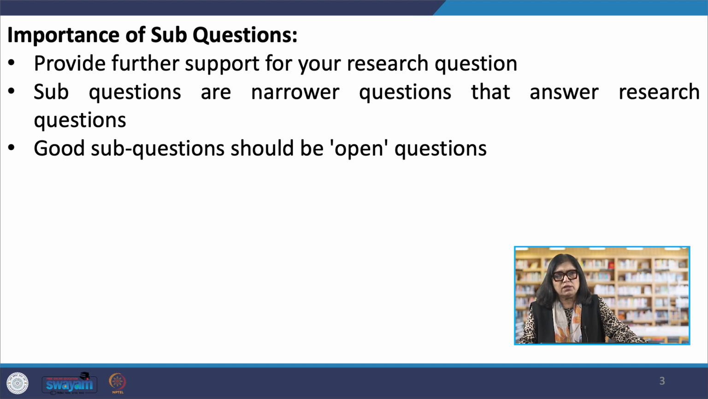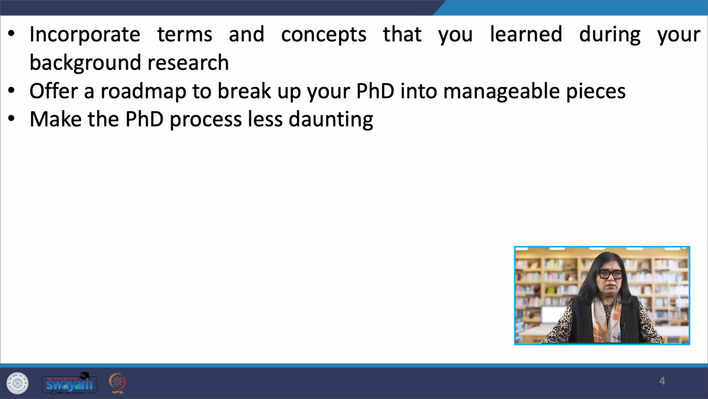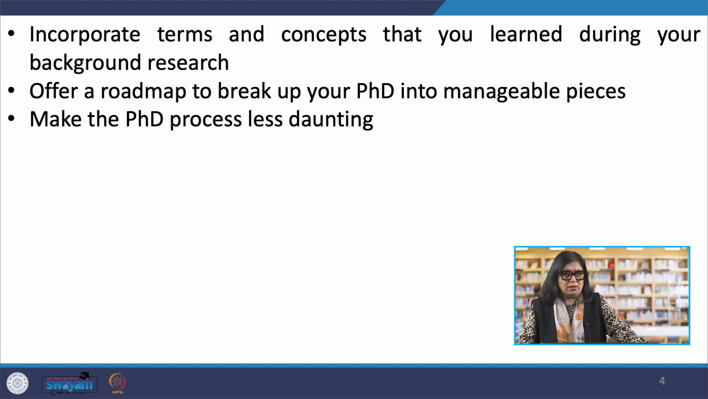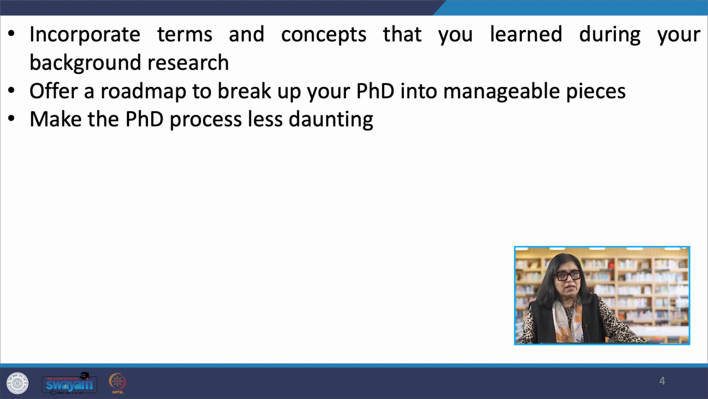Importance of sub-questions. They provide further support for your research question. Sub-questions are narrower questions that answer research questions. Good sub-questions should be open questions. This means that they cannot be answered with a simple yes or no answer. Usually, this means starting with who, what, when, where, why, or how. Incorporate terms and concepts that you learned during your background research. They offer a roadmap to break up your PhD into manageable pieces and make the PhD process less daunting.